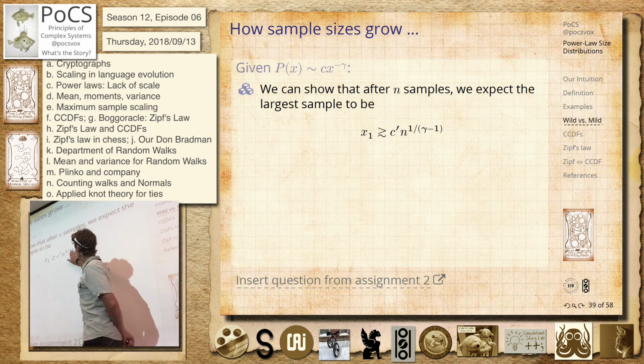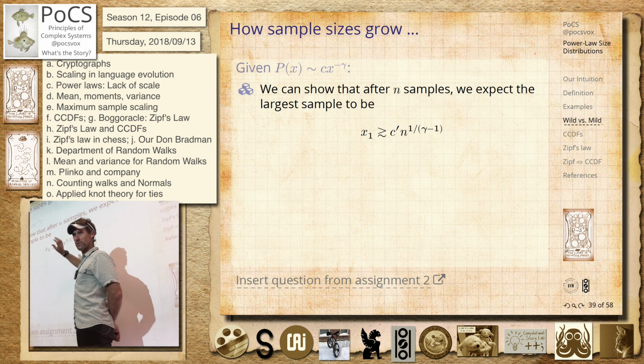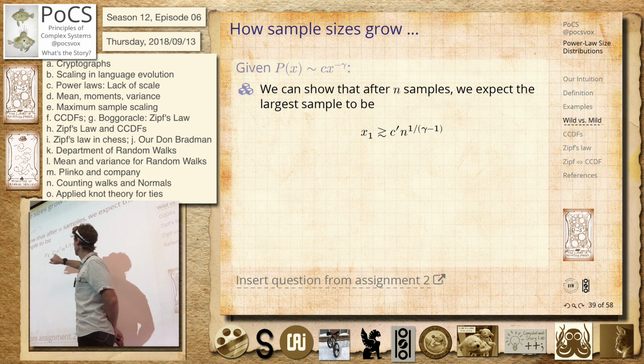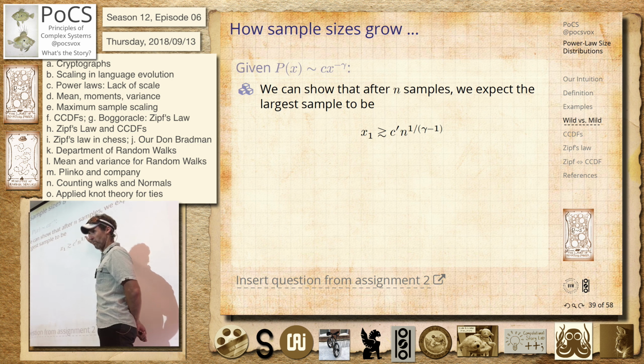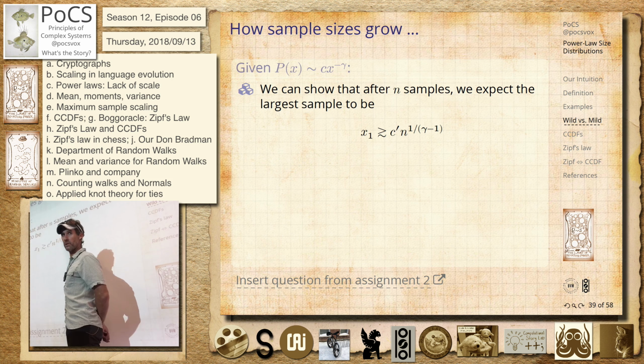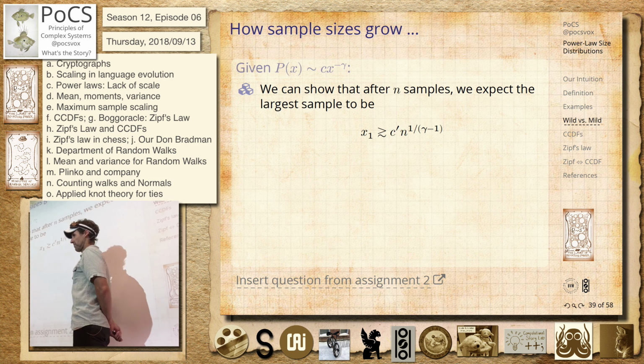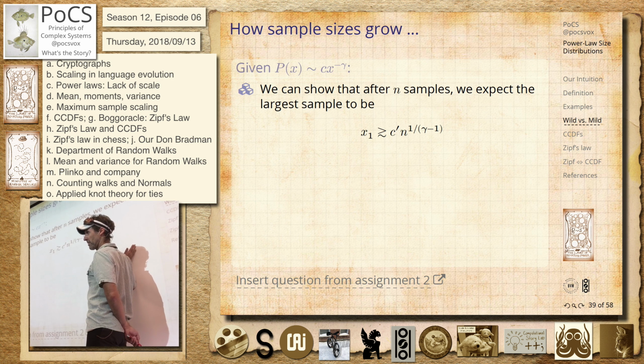But this is going to grow. So for instance, gamma equals 2, which is this cusp of a mean being infinite. It's a pretty extreme situation, right? This is actually going to grow like n to the 1 over 2 minus 1, so it's going to grow like n. So the largest one in your sample is just going to keep growing and growing and growing.